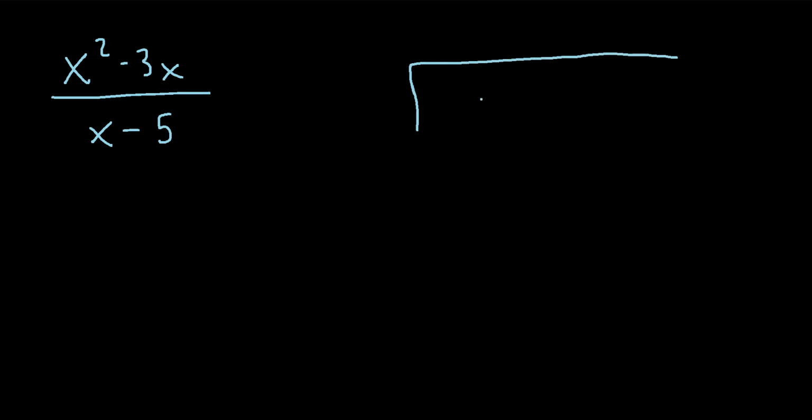For the dividend, the expression that goes inside of here, we'll write the numerator. So we'll say x squared minus 3x, and we'll divide that by the expression in the denominator. So x minus 5 goes out here. Now here's how we perform this long division. We're only going to focus on the very first term in each expression. So we're going to say, what do we need to multiply x by in order to get x squared? Well, that would be an x, because x times x is x squared.